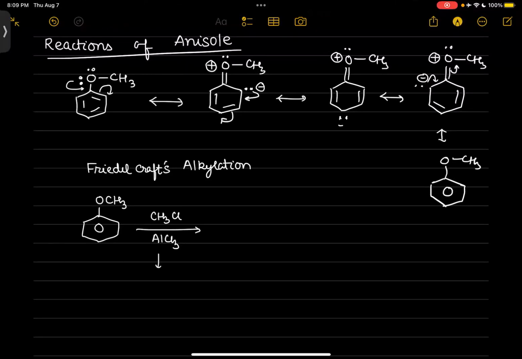And this CH3Cl and AlCl3: AlCl3 will act as a Lewis acid. It will remove the Cl minus and become AlCl4 minus. It will abstract the Cl, leaving behind CH3 plus. So where is the CH3 plus going to attach itself? You can see on the benzene ring, the negative charge is passing from the ortho and para positions. And the CH3 plus can come and join itself on the ortho and para.